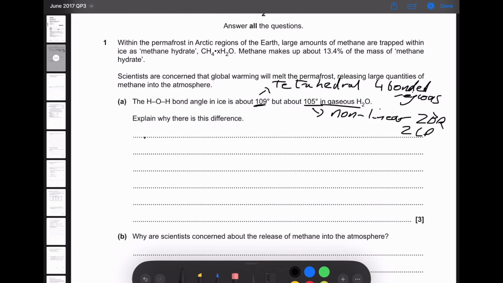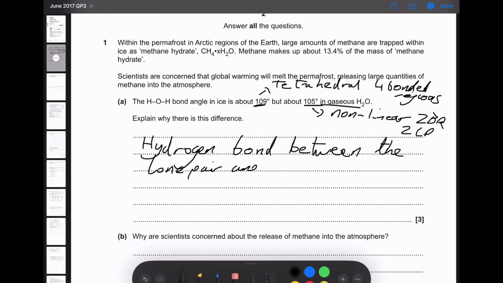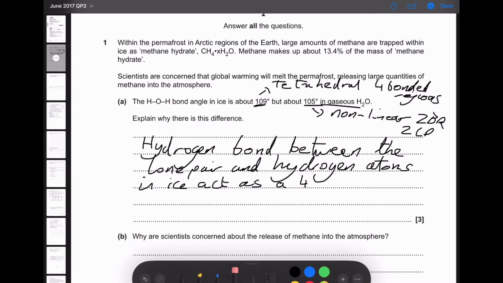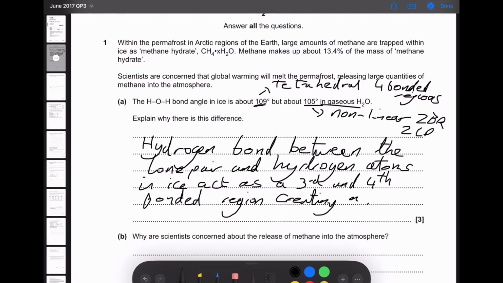So what are we going to say? Well, we're going to say our hydrogen bond between the lone pair and hydrogen atoms in ice act as a third and fourth bonded region, creating a tetrahedral shape. Full stop.